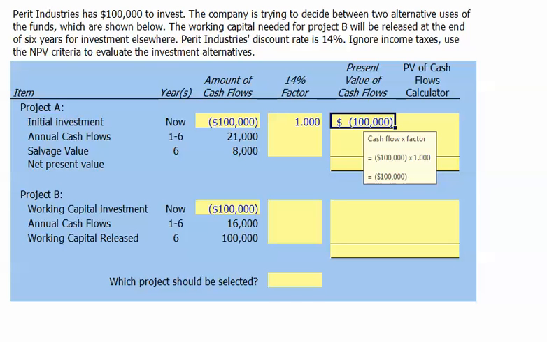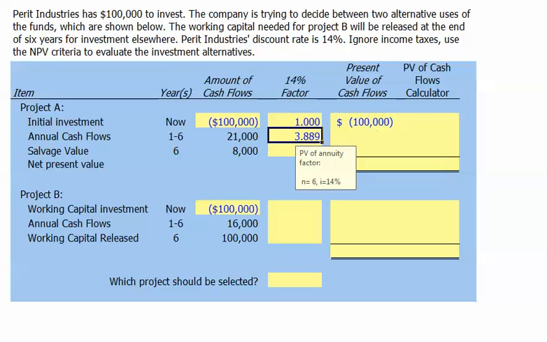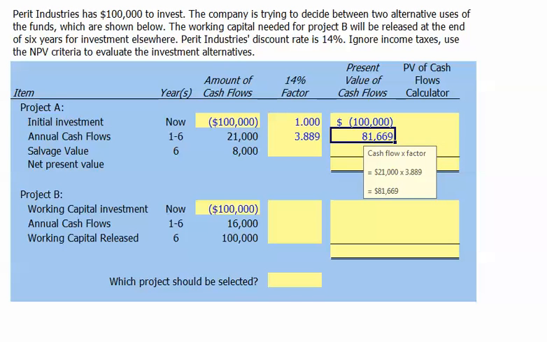The annual cash inflows of $21,000 per year need to be discounted at a factor of 3.889. This is our present value annuity factor for 14% interest and 6 periods, or 6 years. We multiply the 21,000 times our 3.889 factor and we get a present value of our cash inflows of $81,669.